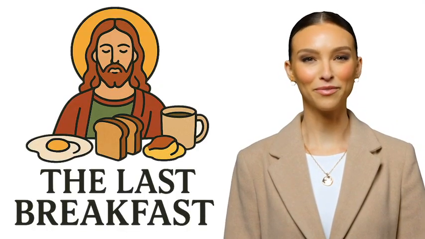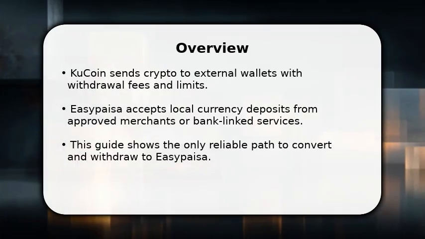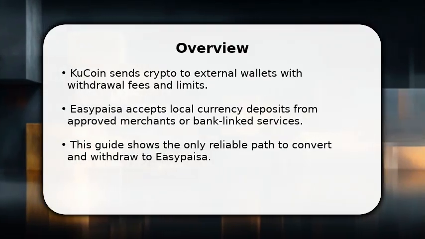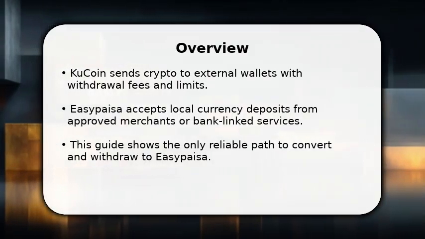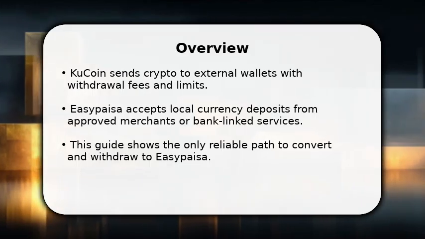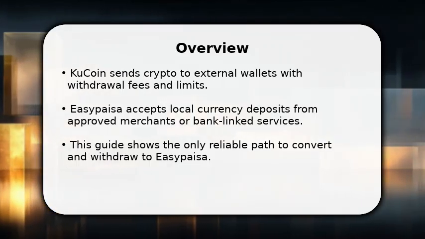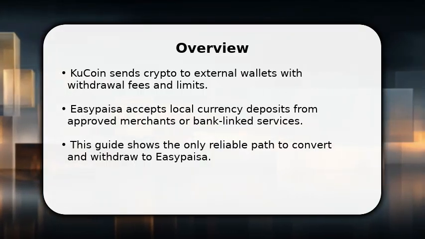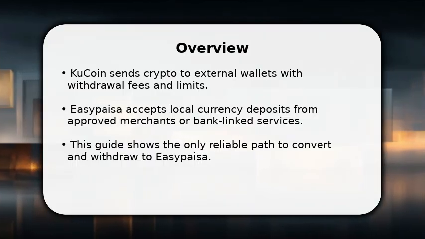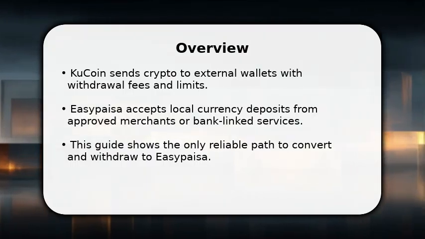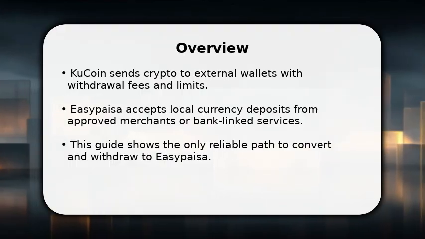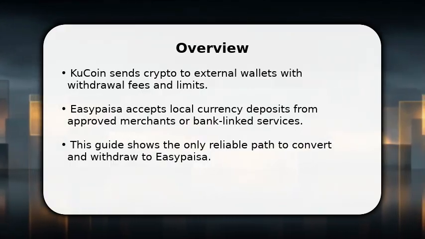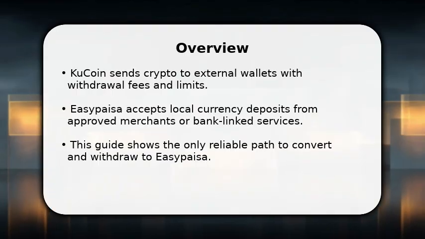Please enjoy the video. In this video, I will show how to withdraw from Kucoin to Easypaisa. Only way: start by converting your crypto to a stablecoin like USD on Kucoin. Then use an approved P2P or local exchanger to swap USD for Pakistani rupees. And finally, transfer the funds into your Easypaisa account through the exchanger or bank transfer, checking fees and limits at each step to avoid delays and holds.